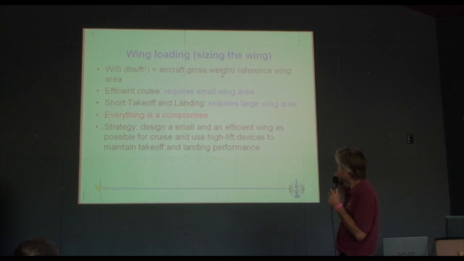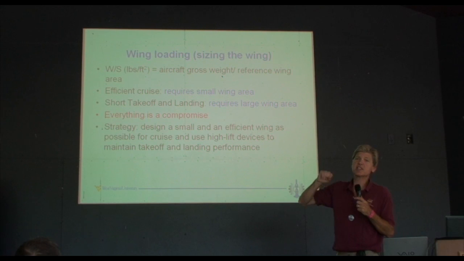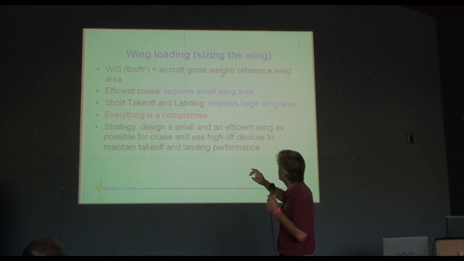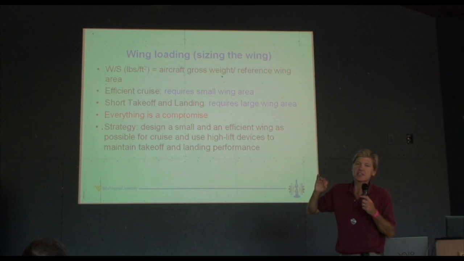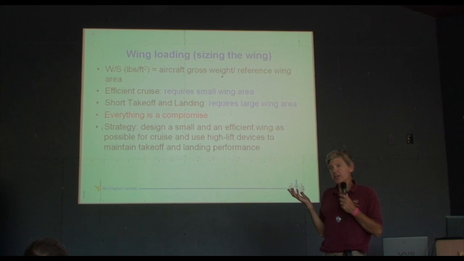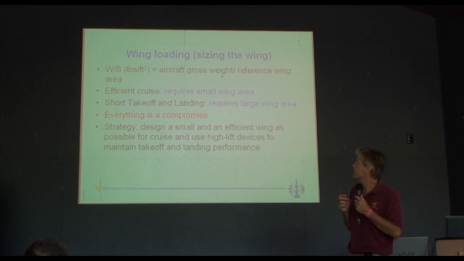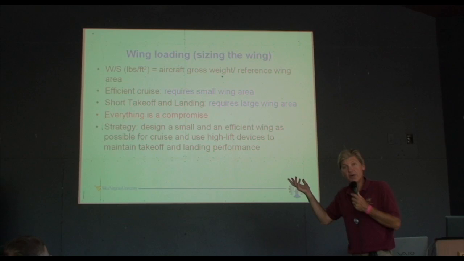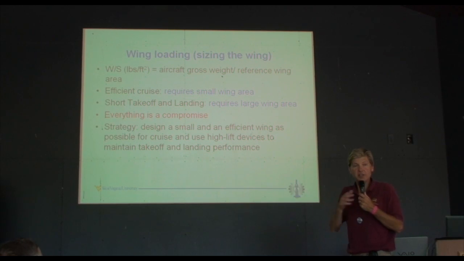The wing loading is another way of expressing the size of the wing. It's the aircraft gross weight divided by the wing reference area. And efficient cruise usually requires a small wing area. Again, most of these airplanes carry around a wing that's too big. Short takeoff and landing, on the other hand, requires a large wing area. So it's a tug of war.